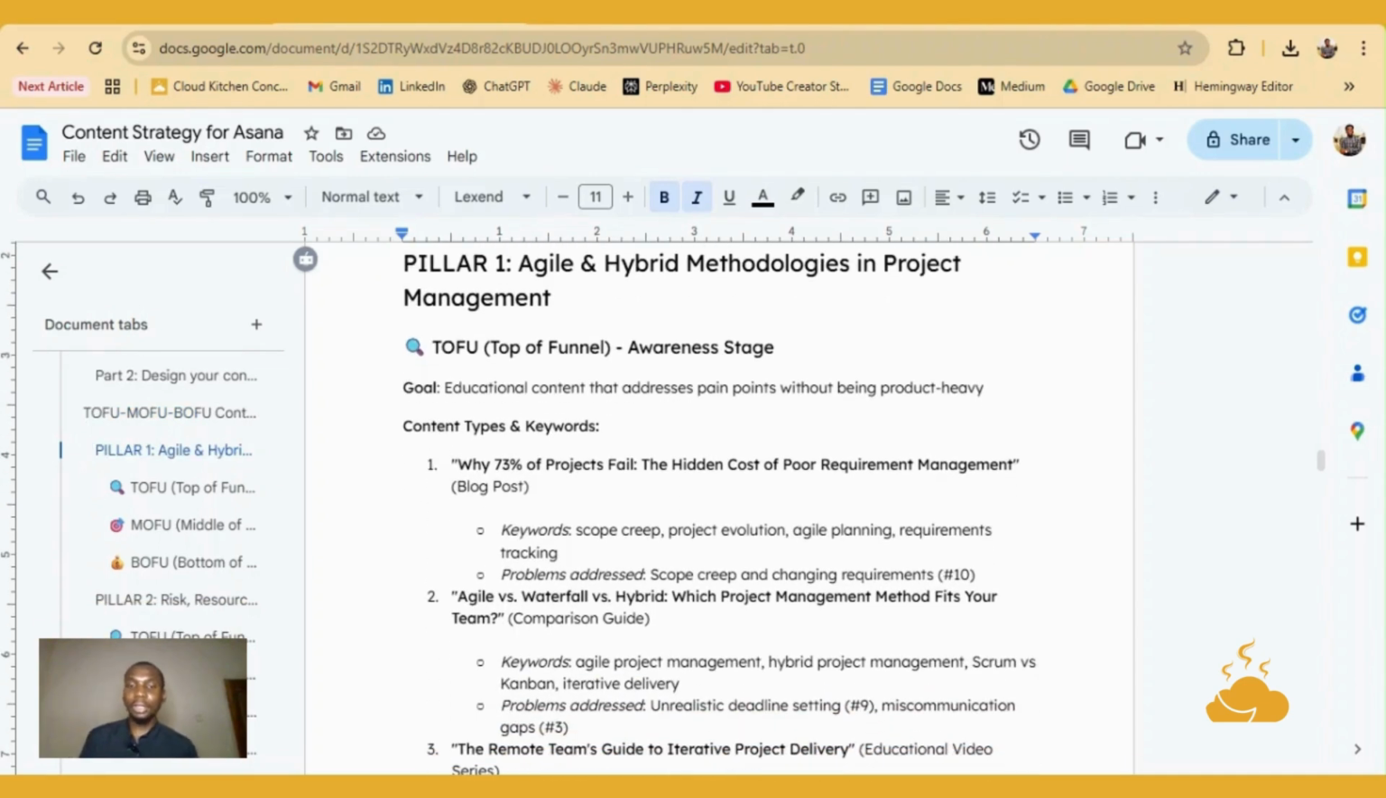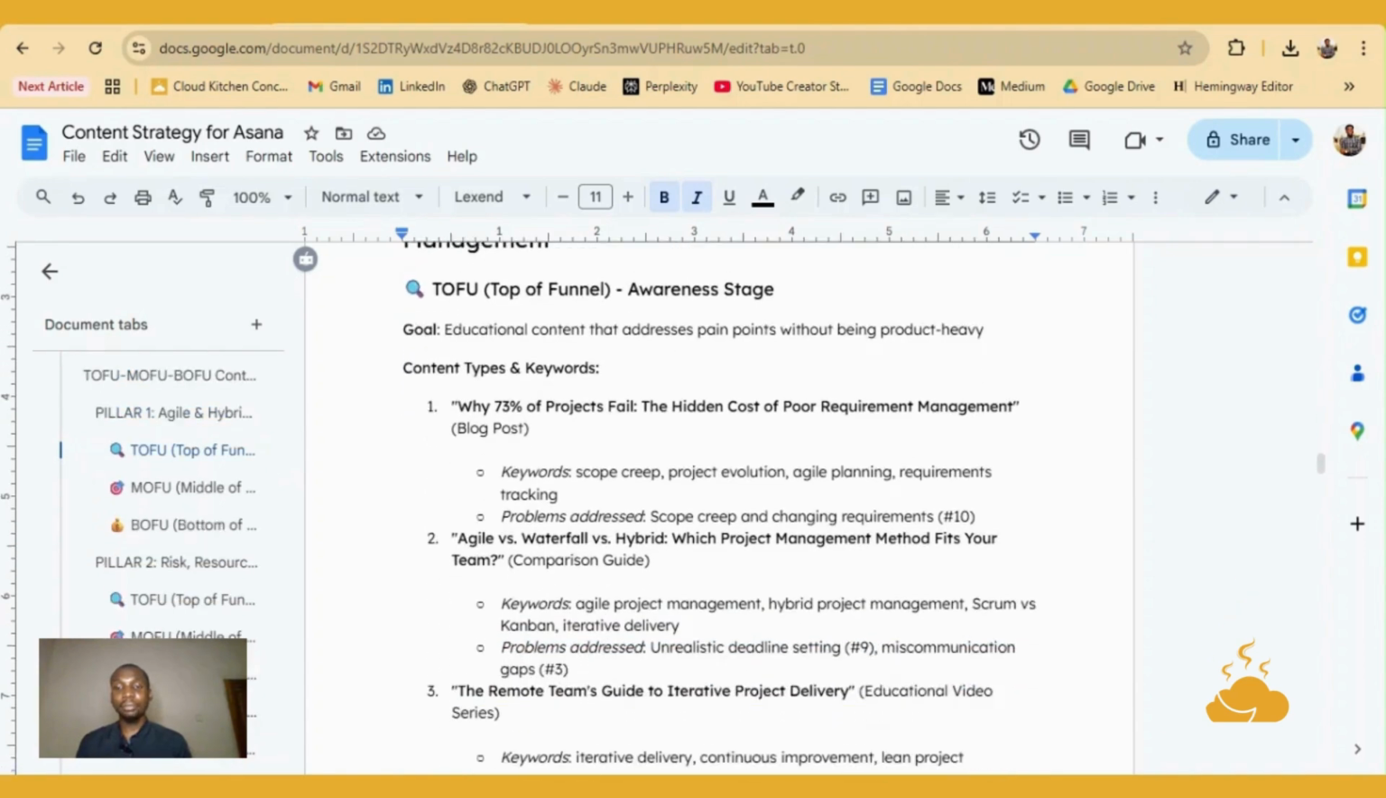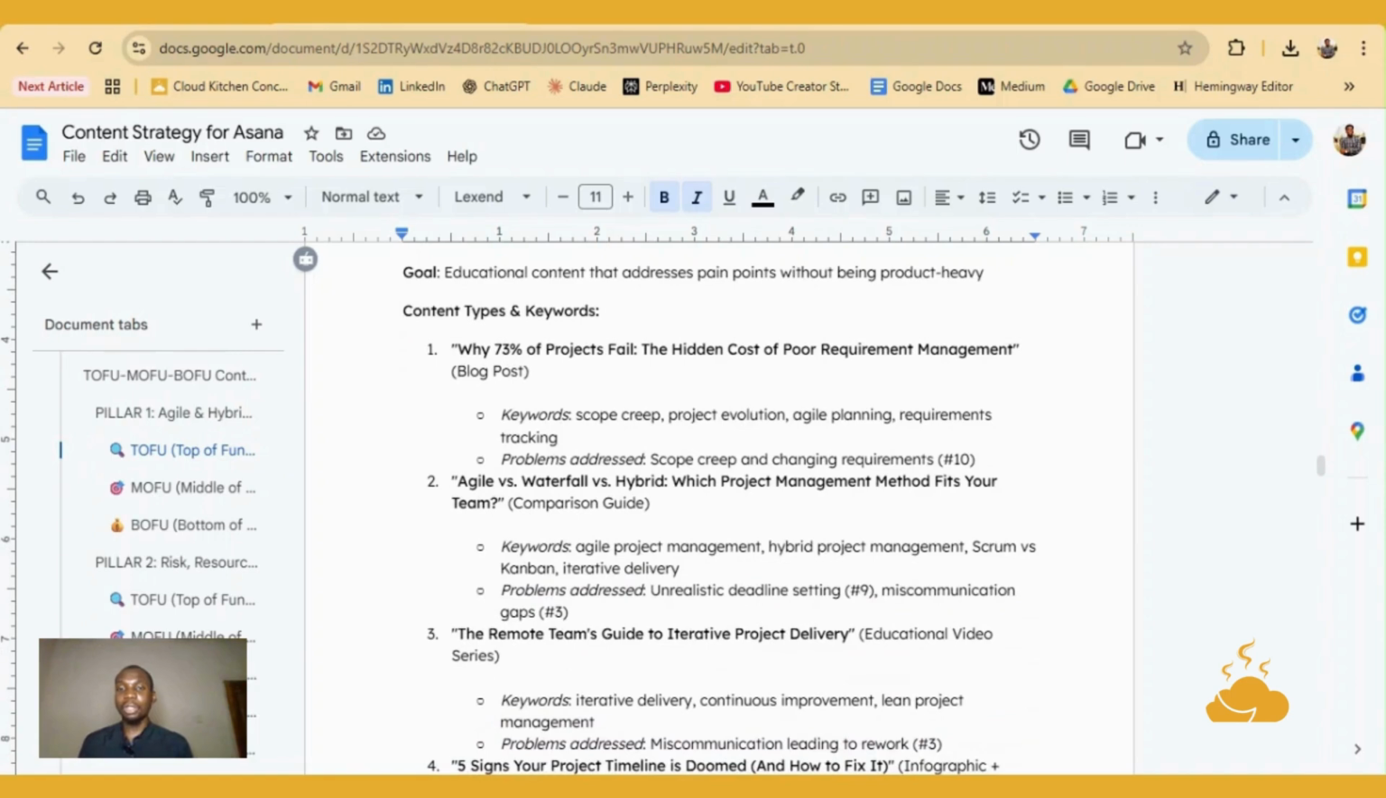So these are those content ideas with some keywords, and the problem each addresses. It also aligns with the problem it addressed. That is problem number 10 on the documents. Remember our documents where we pasted the problems and the solutions that Asana offers. So it's now bringing all those problems together with the content that will best solve them.